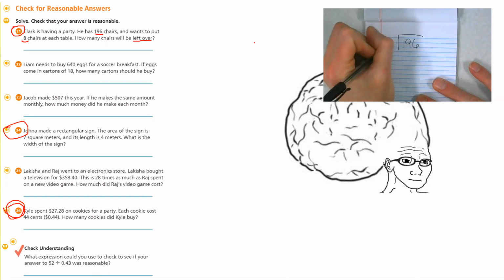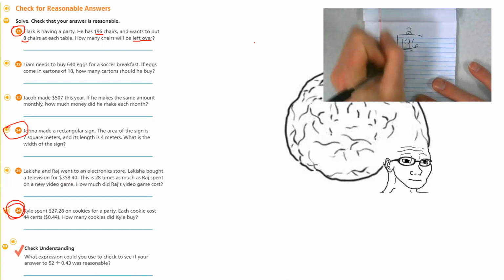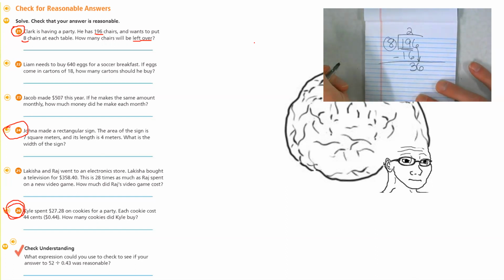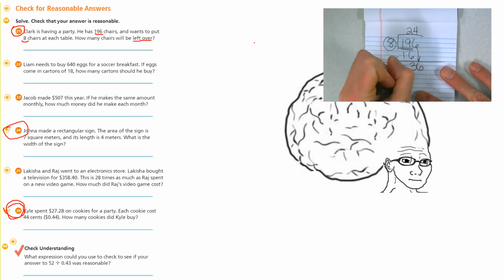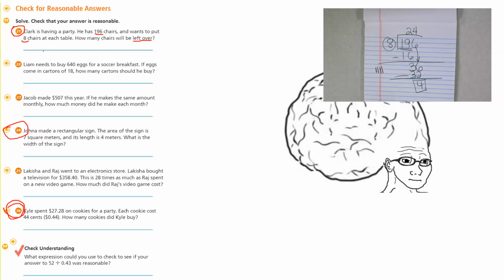196 chairs. Make a bunch of groups of 8. How many 8s go into 19? 2. What's left over? 3. How many 8s go into 36? Well, 8, 16, 24, 32. And then we have 4 left over. We have 4 chairs left over. We could say it's 4/8 of a table, but that's not what they're looking for. They're looking for how many chairs are left over. So write down 4 right here.